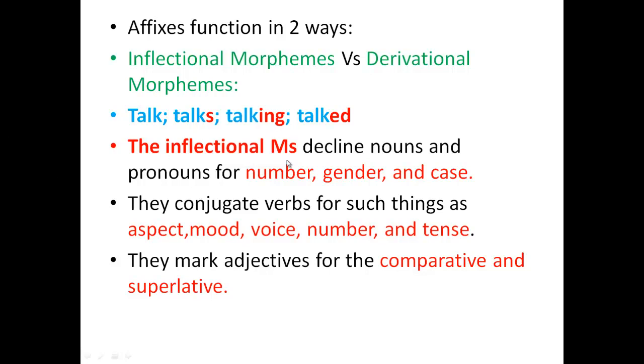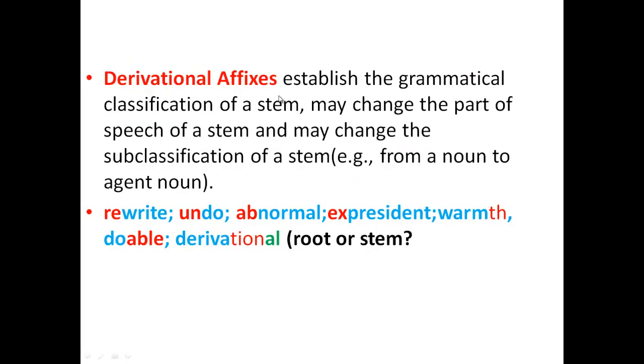Now the inflectional morphemes decline nouns and pronouns for number, gender, and case. Here we are citing the different grammatical functions of inflectional morphemes. Among these functions, we can say they decline nouns and pronouns for number, gender, and case. At the same time, they conjugate verbs for such things as aspect, mood, voice, number, and tense. They mark adjectives for the comparative and superlative cases.